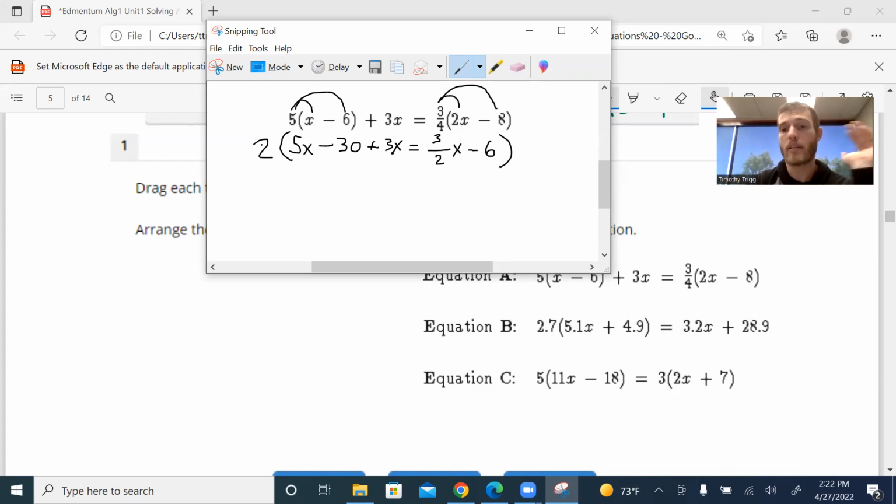Distribute this 2 to every single term in the equation. This will give us 10x minus 60. Again, we're multiplying everything by 2. Plus 6x equals, when you multiply this fraction times 2, it just cancels the denominator. 3x minus 12.